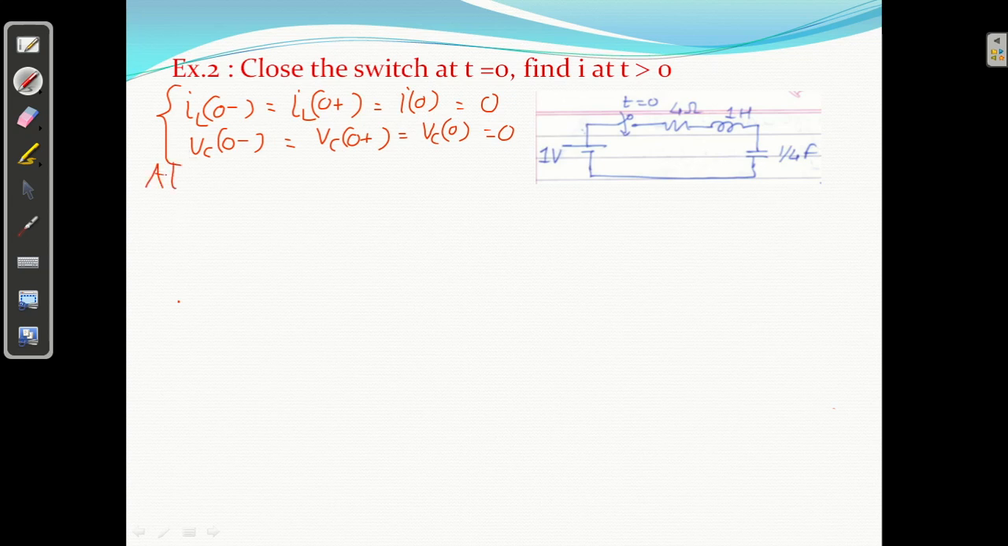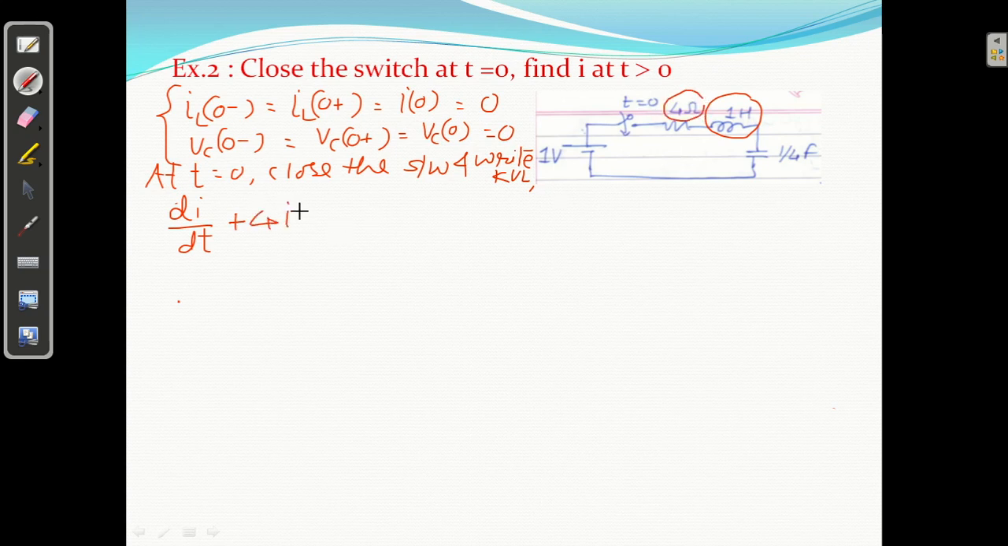At t equal to 0, close the switch and write KVL. Okay, so I'm writing the KVL. So what is the KVL? L di by dt. L कितना है? 1. L is equal to 1. So 1 di by dt. So I'm getting di by dt into 1 plus Ri. R कितना है? 4. Ri 4i plus 1 by C. C कितना है? 1 by 4.